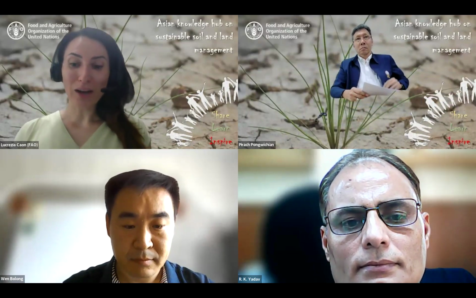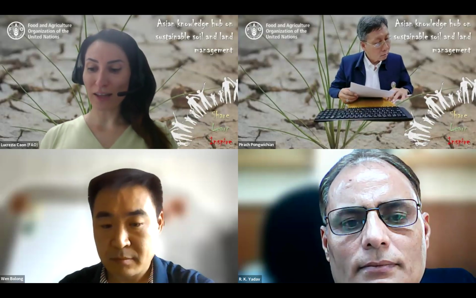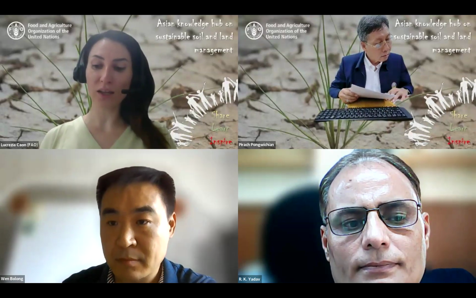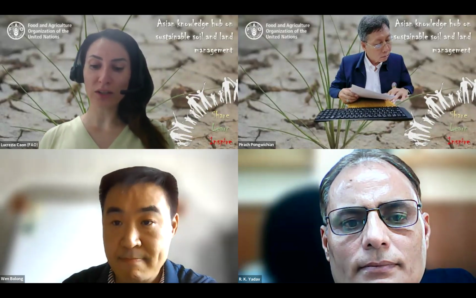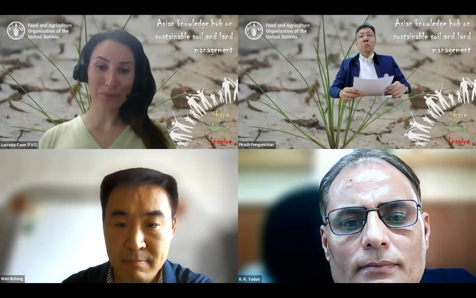To start, I would like to give the floor to the first speaker of the day, Dr. Gajender from the Central Soil Salinity Research Institute of the Indian Council of Agricultural Research in India, who will tell us about the Cut Soiler technology developed by his office. Dr. Gajender, the floor is yours.